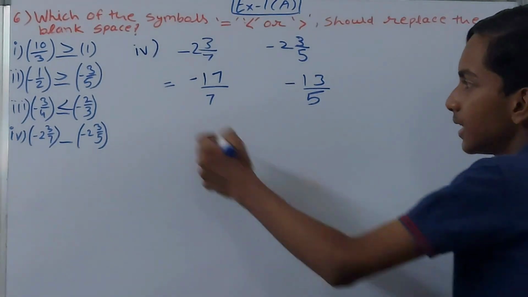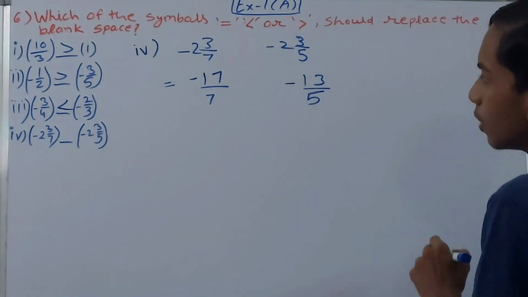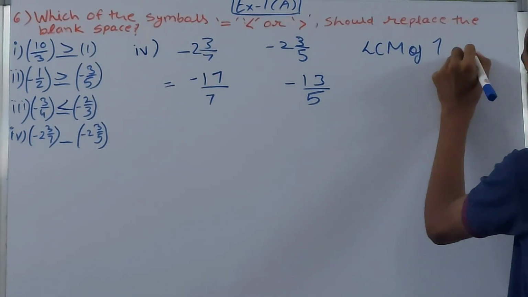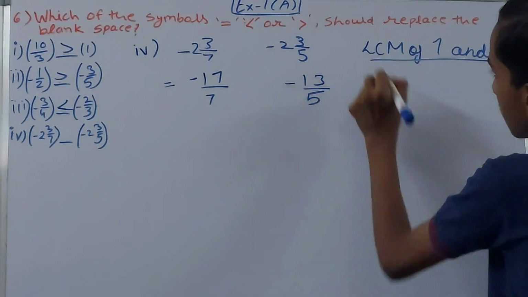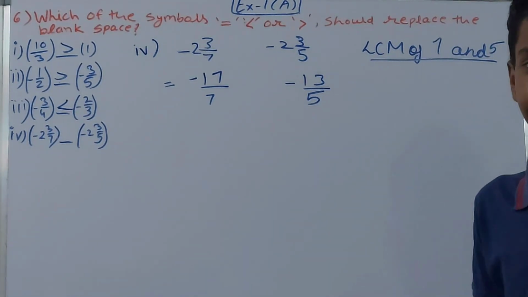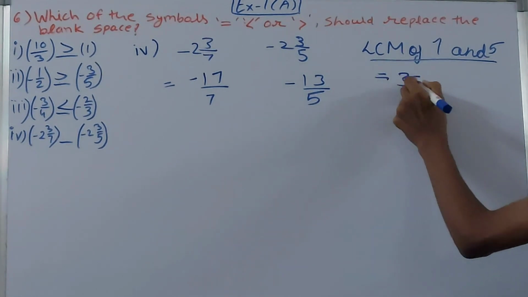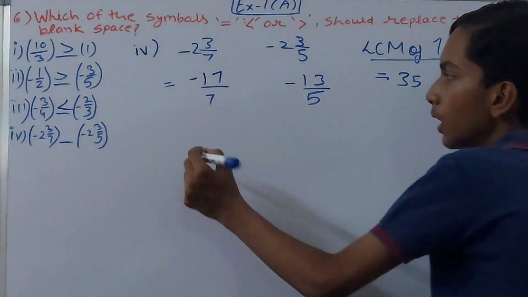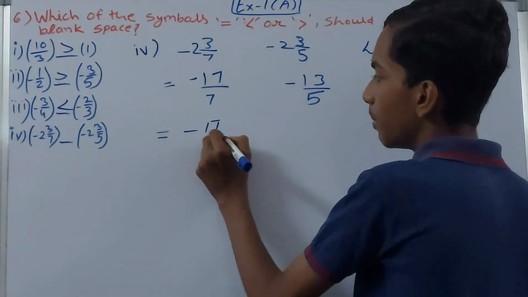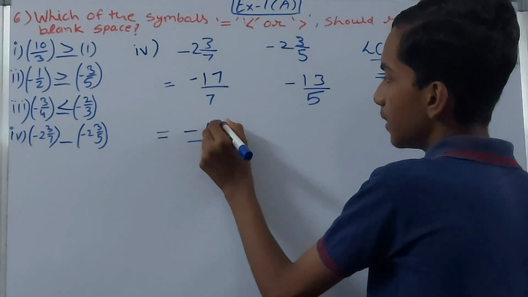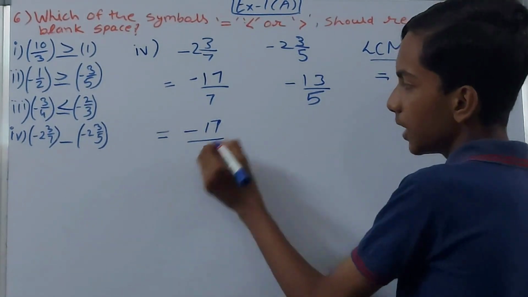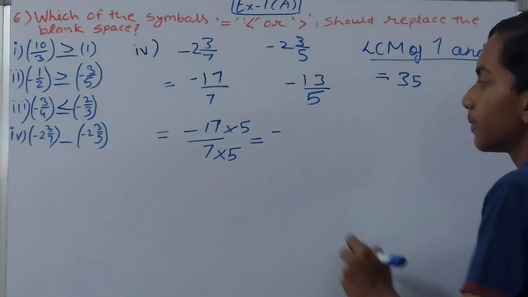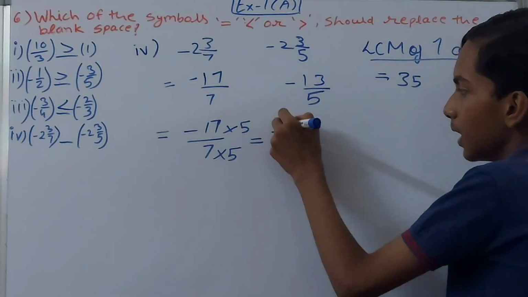Next we will change the denominators. So first of all we need to know the LCM of 7 and 5. LCM of 7 and 5 is what? 35. Very clearly we know this. So you can write this down, 35. Now we're going to change the denominators accordingly. See how? Minus 17 upon 7 into 5, and here also into 5. So minus 17 into 5 is what? Minus 17 into 5 is 85.